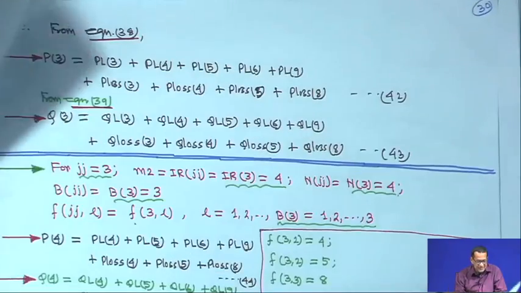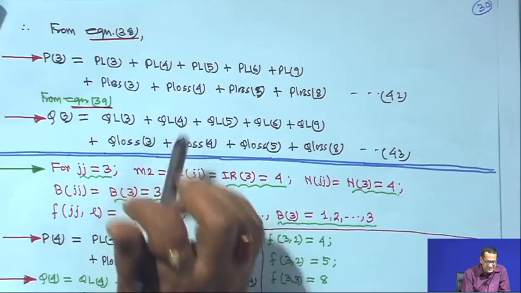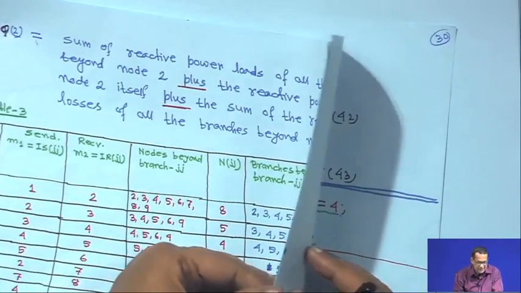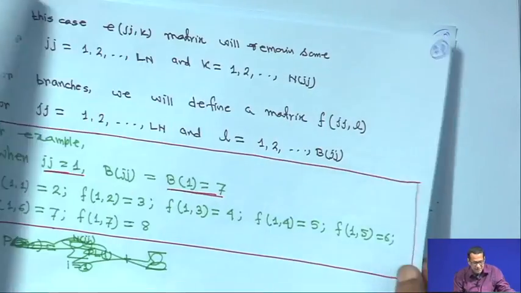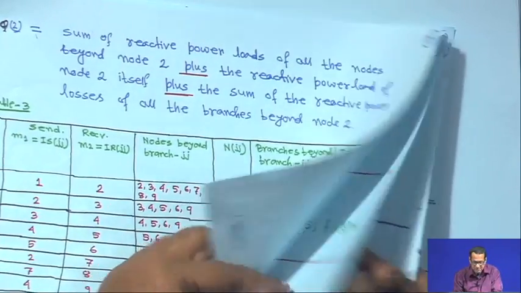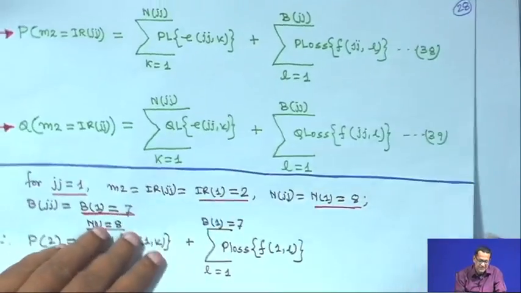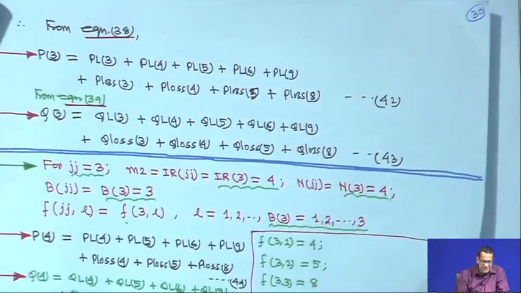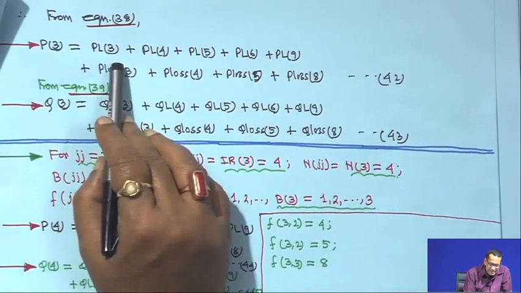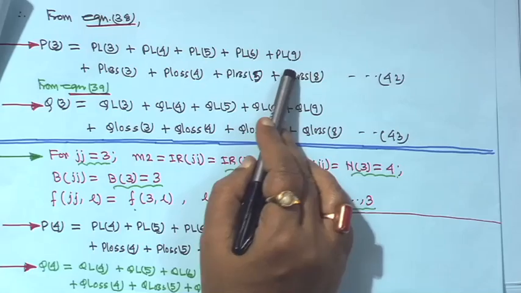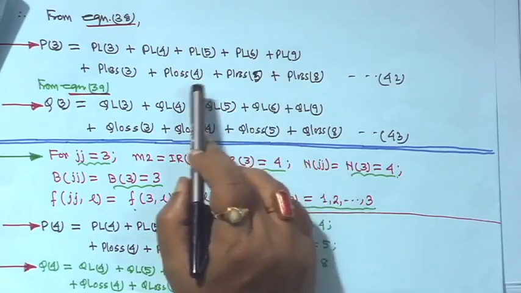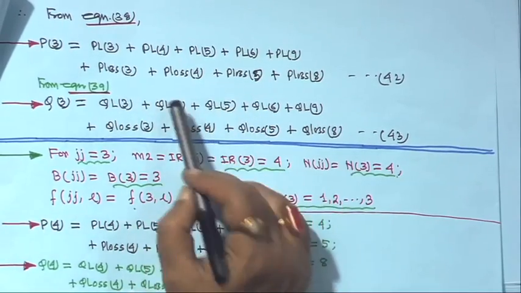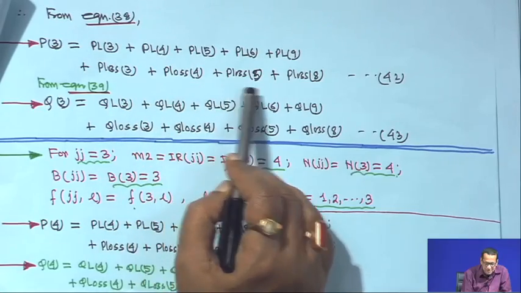So, from equation 38, directly you use this value in this equation. After this we have given the generalized equation for this one, this equation 38, right. Similarly, this equation 39. So, in equation 39 you put those things, you will get P3 is equal to PL3 plus PL4 plus PL5 plus PL6 plus PL9. At the same time, you look at the diagram, whatever you have taken from the figure, and you verify, plus P loss 3 plus P loss 4 plus P loss 5 plus P loss 8.